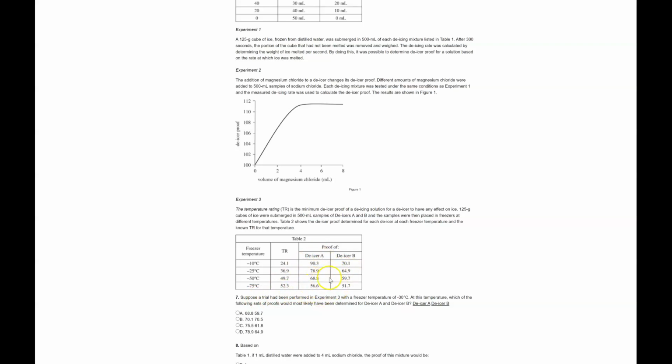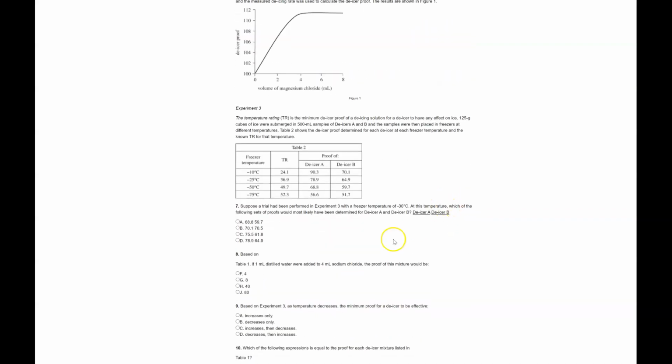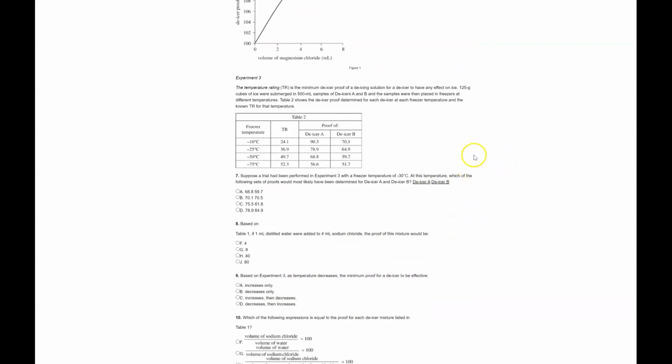And then de-icer A versus de-icer B is what you're going to be testing. All right, so for number 7, suppose a trial has been performed in experiment 3 with a freezer temperature of -30 degrees Celsius. At this temperature, which of the following sets of proofs would most likely be determined for de-icer A or de-icer B? So experiment 3 is the last one, so that's good.